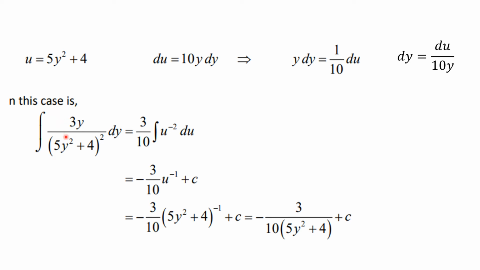This is the next problem. Again, it looks similar, but there's some differences. The same substitution is going to be used, but this time, instead of getting what I got before, I'm going to get u to the minus 2 with the same substitution. So I add 1 to the exponent, divide by the new exponent, I get this, and then I reverse my substitution, getting this, and it can be written this way.